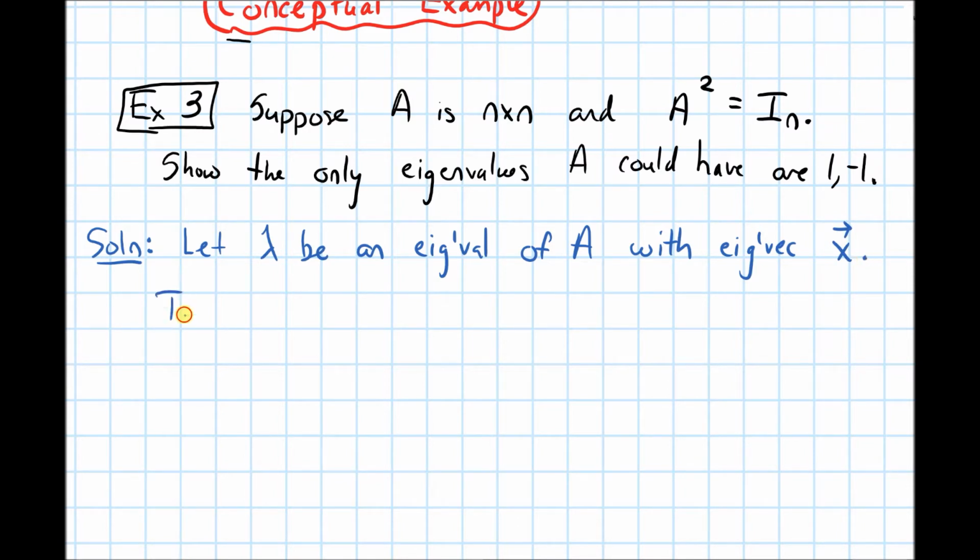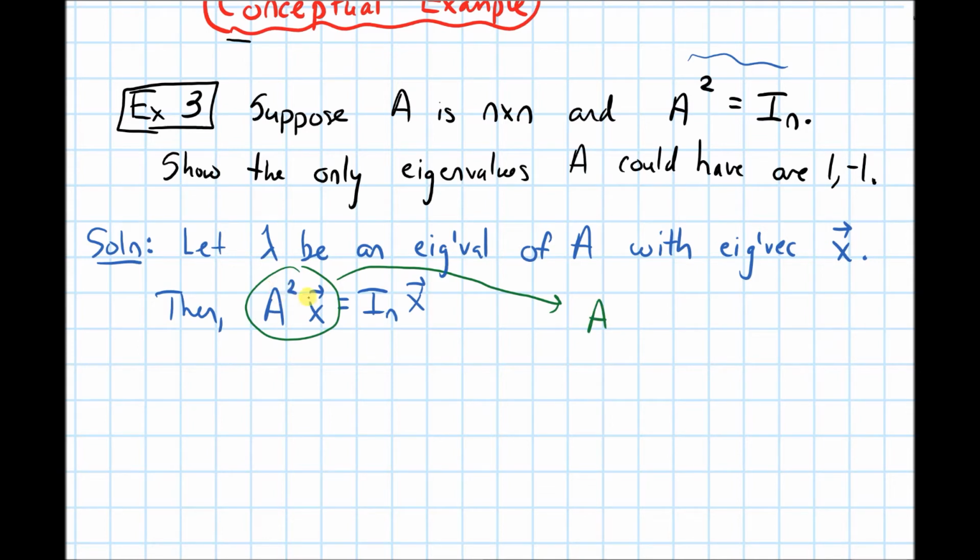Then what I'm going to do is multiply both sides of this equation by the eigenvector x. Then A squared times x equals the identity matrix times x. And the reason I'm multiplying both sides by x is that when I multiply the matrix A by x, I know that it equals something nice, because x is an eigenvector of A. Okay, so A squared times x specifically is A times A times x.